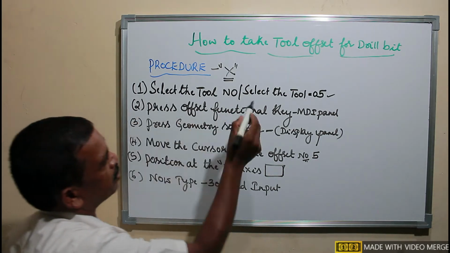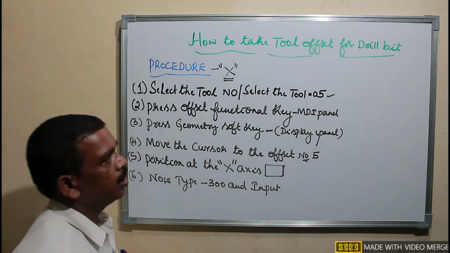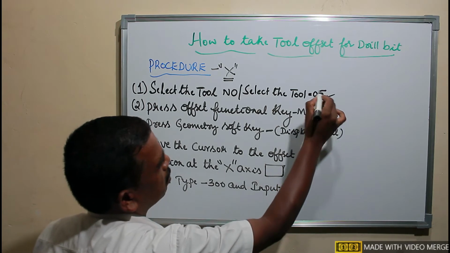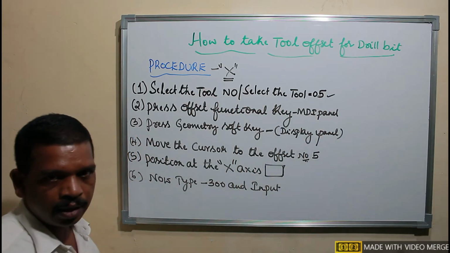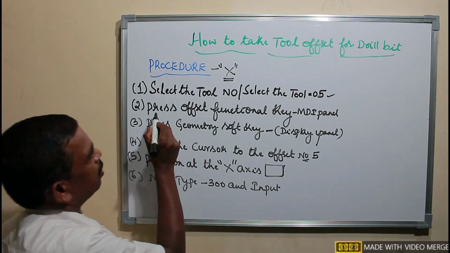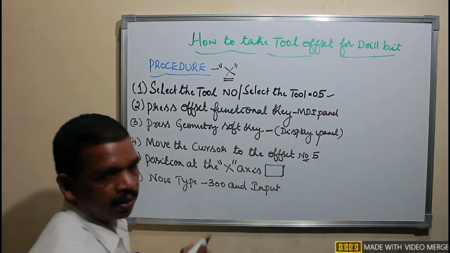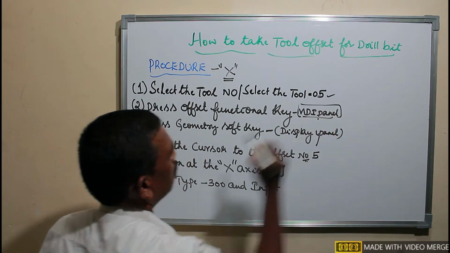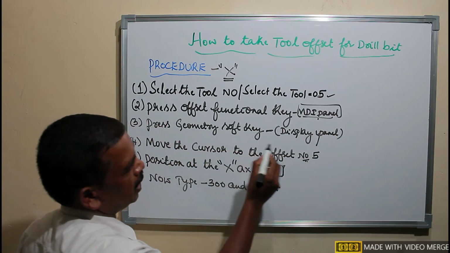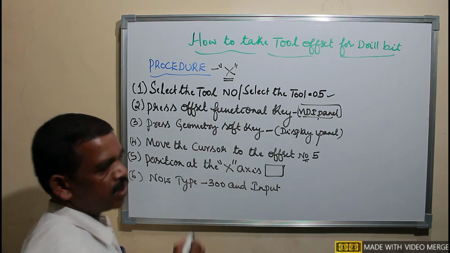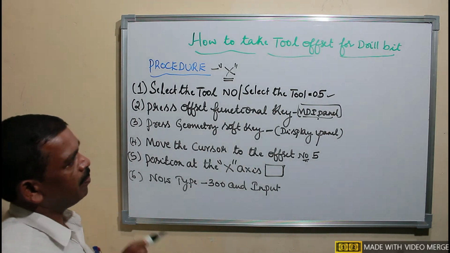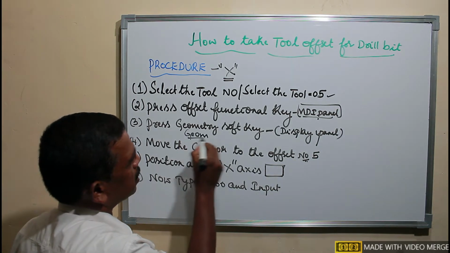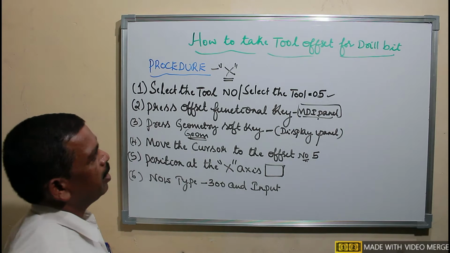So first of all, we have to select the drill bit. For me, the drill bit is fixed on station number 5, therefore I have to select the tool number 5, and then press the offset functional key. So this key is on the MDI panel, and then press the geometry soft key. So after pressing this functional key, in the display panel, the geo label is there.